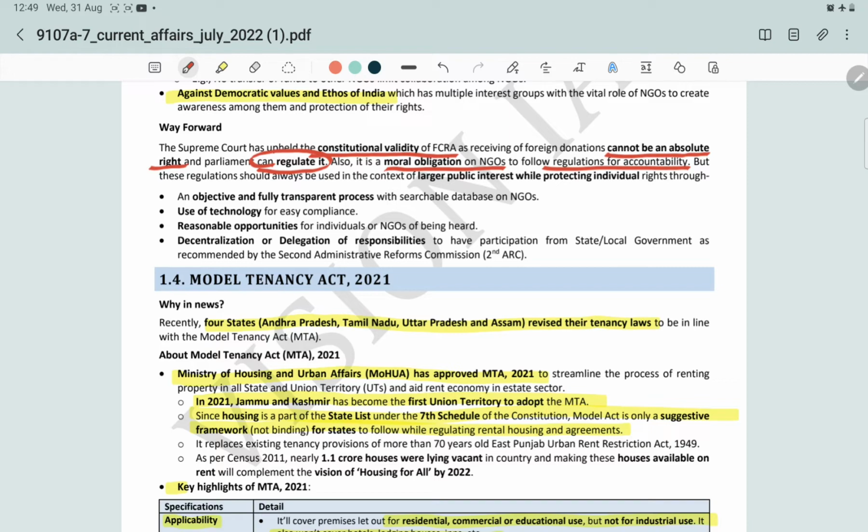But these regulations should always be used in the context of larger public interest while protecting individual rights through an objective and fully transparent process, with a searchable database on NGOs, use of technology for easy compliance, and reasonable opportunity for individuals or NGOs to be heard. Decentralization or delegation of responsibility to have participation from state or local government, as recommended by the Second Administrative Reforms Commission, the Second ARC.